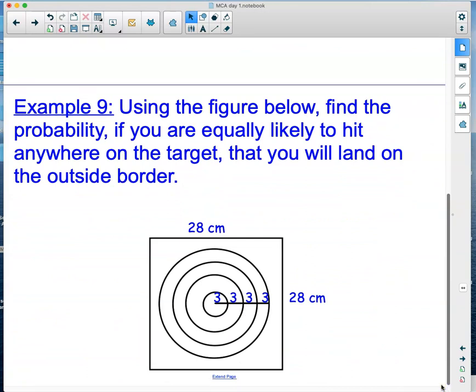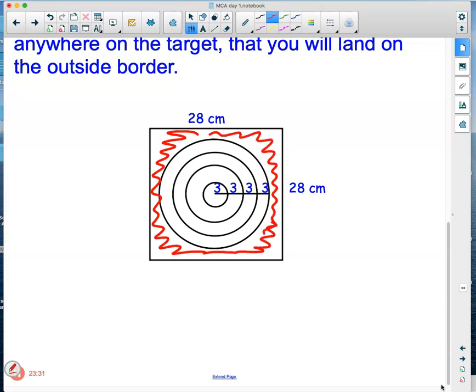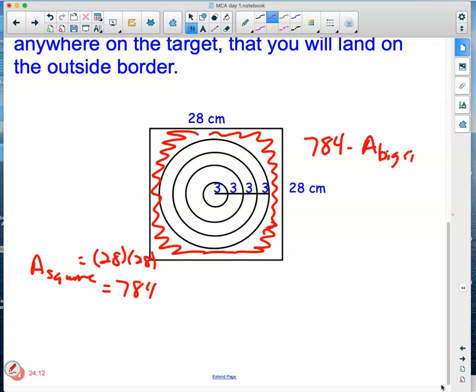Example 9, using the figure below, find the probability, if you are equally likely to hit anywhere on the target, that you will land on the outside border. This one changes it up a bit, because now what we're looking at is this border around the outside. And remember, nothing's to scale on any of these drawings by any stretch of the imagination. So I realize I'm going to need the area of the square, so that'll be area square, 28 times 28, and the area of that square comes out to 784. But to figure out the area of that outside border, I'm going to take the square minus the area of the big circle. So I'm going to have 784 minus the area of the big circle.